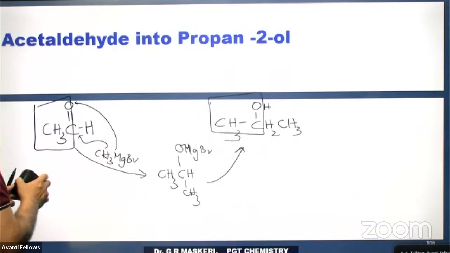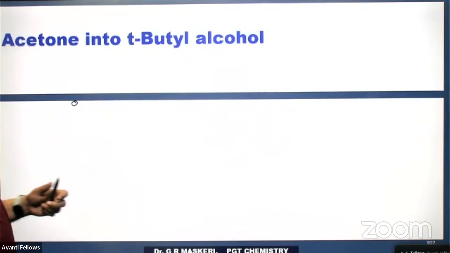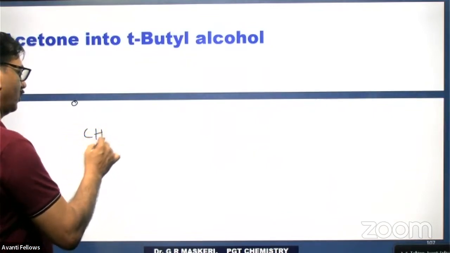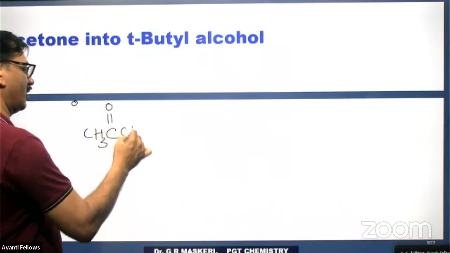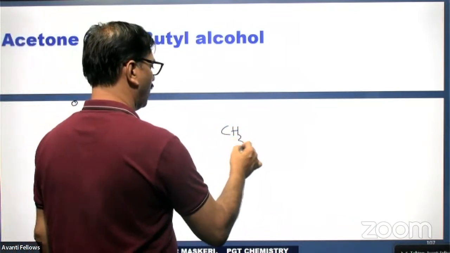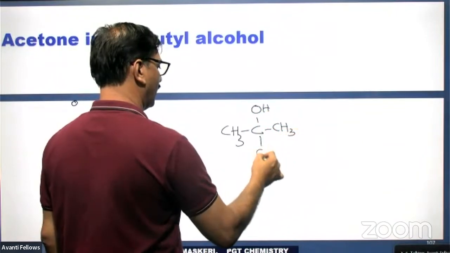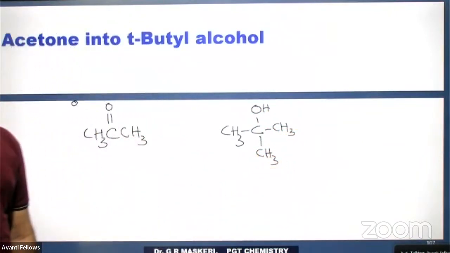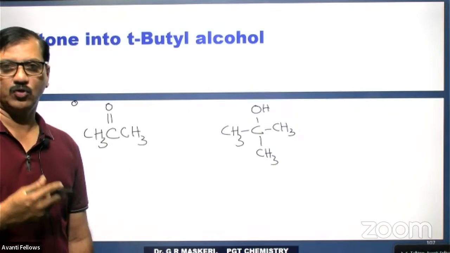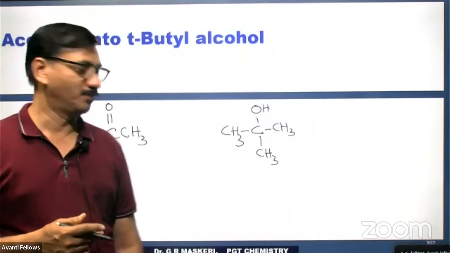Now coming to this, acetone to tertiary butyl alcohol. This is acetone, right? Common name, acetone, to tertiary butyl alcohol. The structure is like this. This is tertiary butyl alcohol, again common name. These are all given in common name. These are widely used, right? Therefore, you should know about the common name associated with the structures and formula of the compound and so on.